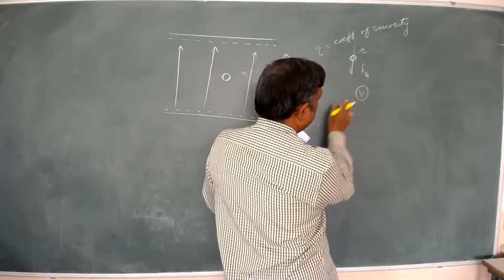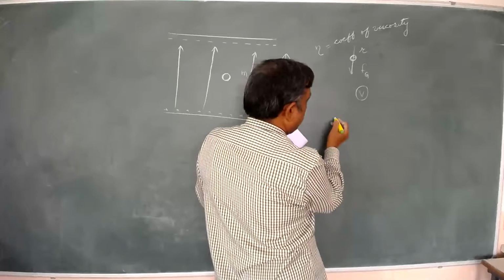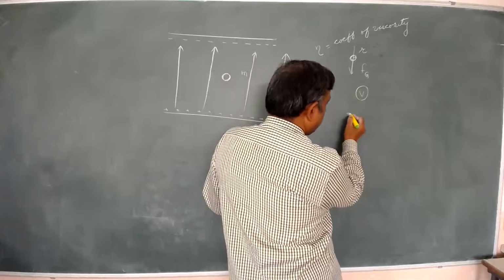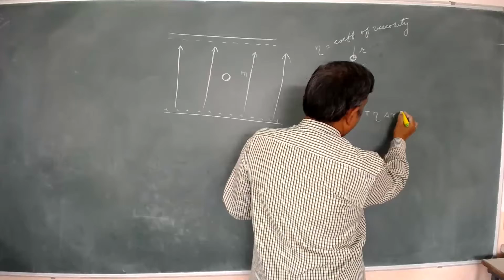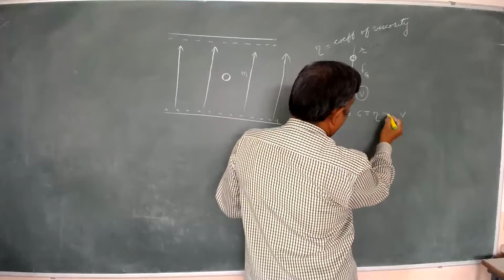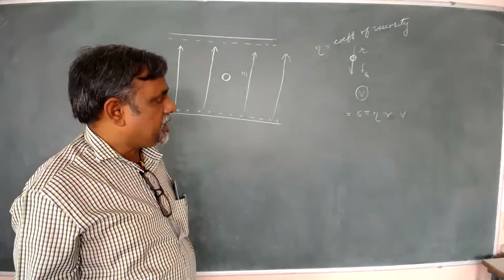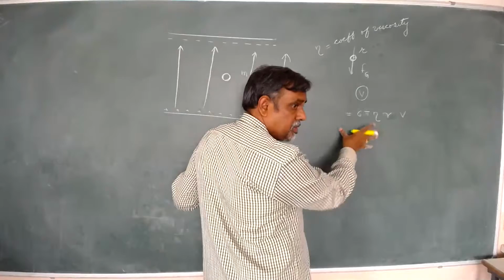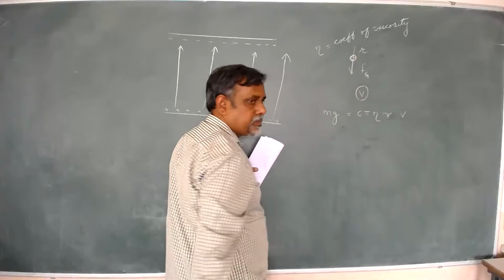Now, in terms of this terminal velocity, how do you express the viscous drag, the viscous force? Viscous force is equal to 6 pi eta r v. This viscous force is balanced by the gravitational force. So mg is equal to 6 pi eta r v.